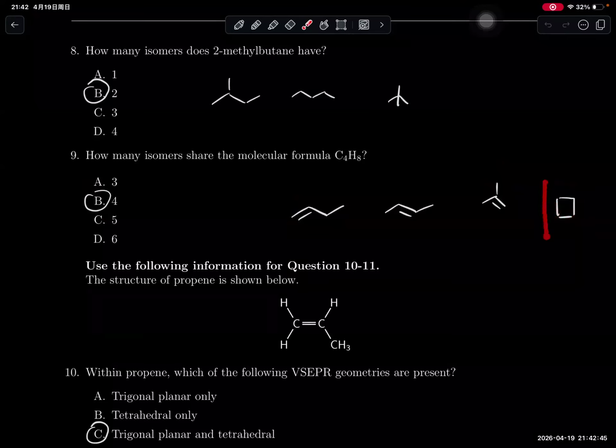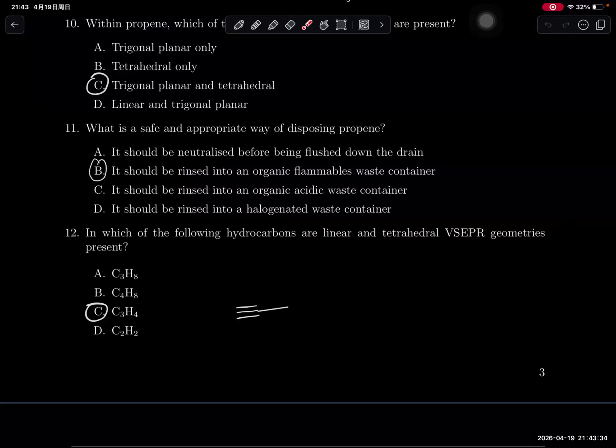What is the safe and appropriate way to dispose of propene? It's a flammable substance. So you want to dispose of it in a waste container that is for organic flammables. It's not an acid or a base, so it cannot be neutralized, and do not rinse with acid. Just don't put it into the organic acid container. And no, it's not a halogenated waste either.